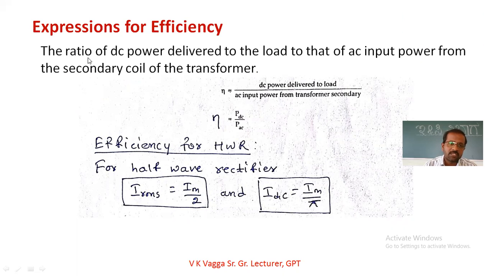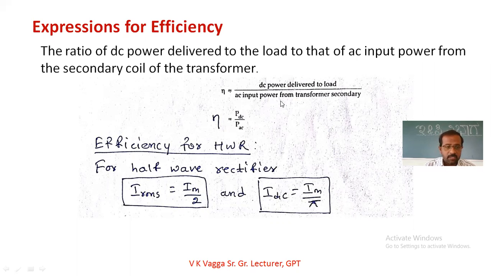Okay, and next, the efficiency. The definition of the efficiency is the ratio of the DC power delivered to the load to the AC power from the secondary coil of the transformer. It is named eta. Eta is equal to the DC power delivered to the load divided by the AC input power from the secondary of the transformer. So eta is equal to PDC, the DC power at the output, divided by PAC, the AC power at the input.